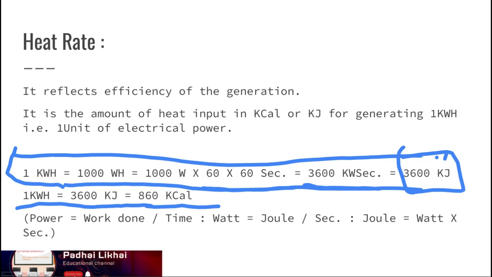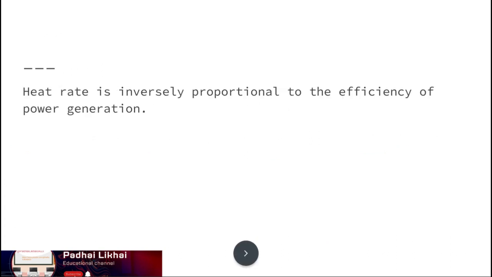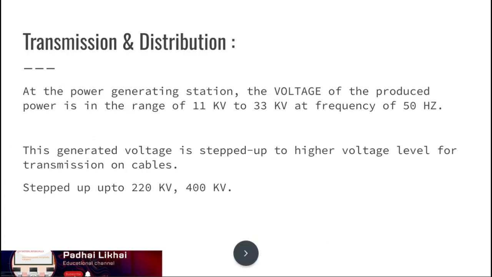As we know, power is equal to work done by time, and power is in watt, work is in joule, time is in second, so simply we get that joule is equal to watt into second. So this watt second is replaced by joule. So 1 unit of electricity, that is 1 kilowatt hour, is equal to 3600 kilojoule, is equal to 860 kilocalorie. So heat rate is inversely proportional to the efficiency of power generation.